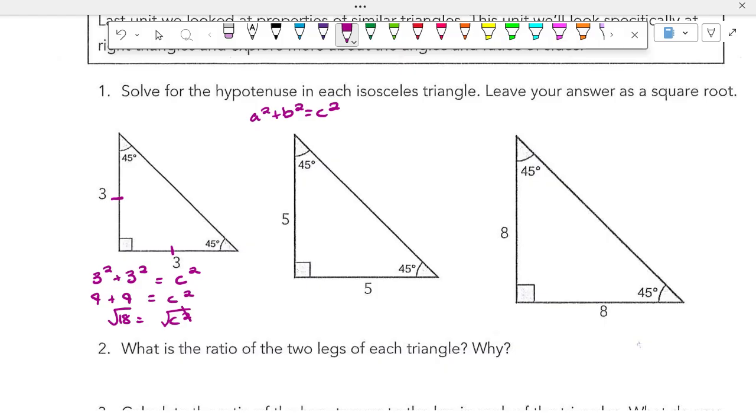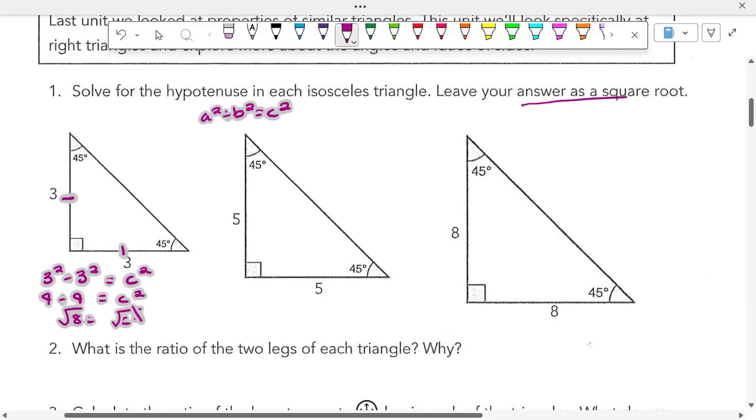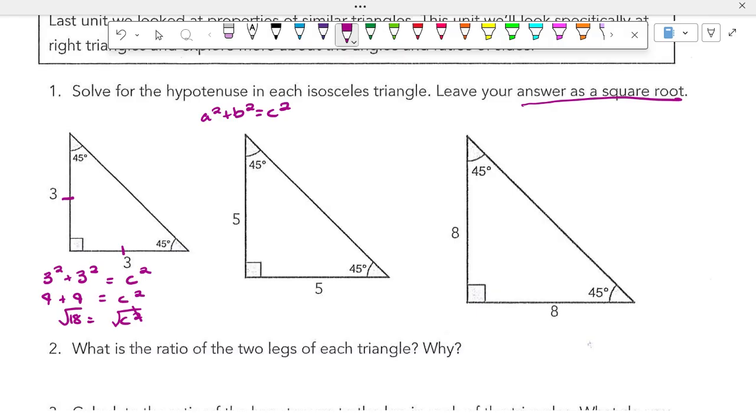Now, I want this in exact form because it says to leave our answer as a square root. So I just don't want to do square root of 18 because we know how to simplify radicals. So how do I simplify the square root of 18? What's the highest perfect square factor in the square root of 18? Highest perfect square, 9. So this is the square root of 9 times the square root of what? What times 9 is 18? 2. So c is equal to 3 square root 2. So this side is 3 square root 2.